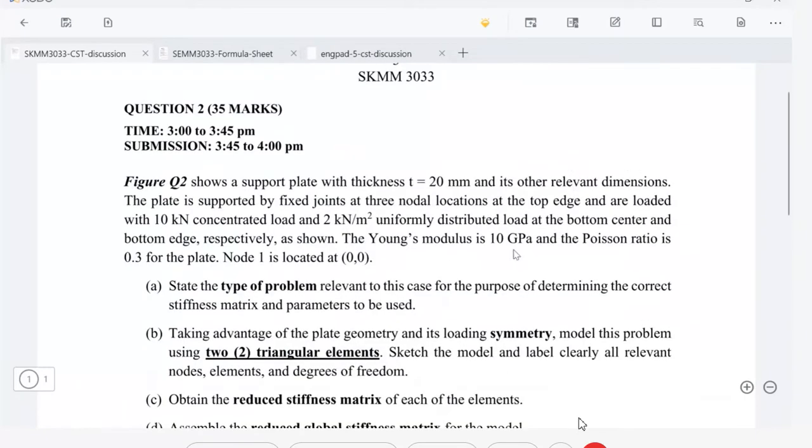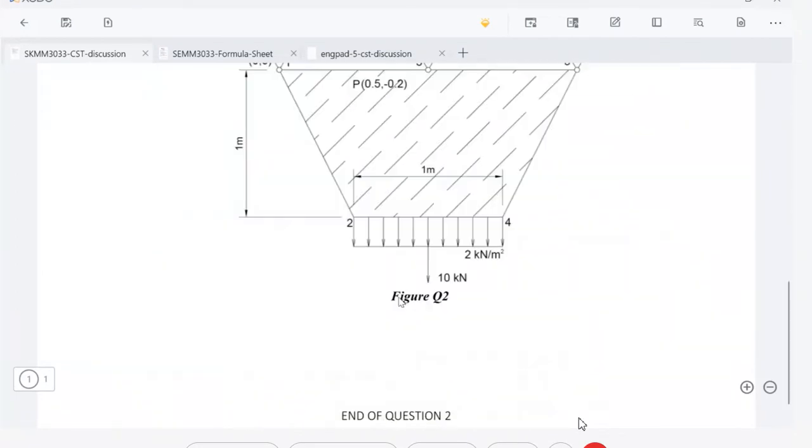So the plate is supported by fixed joints at three nodal locations at the top edge and is loaded with a 10 kilonewton concentrated load and a 2 kilonewton per meter square uniformly distributed load at the bottom center and bottom edge respectively. The bottom center is the concentrated point load, and the uniform load is here at the bottom edge.